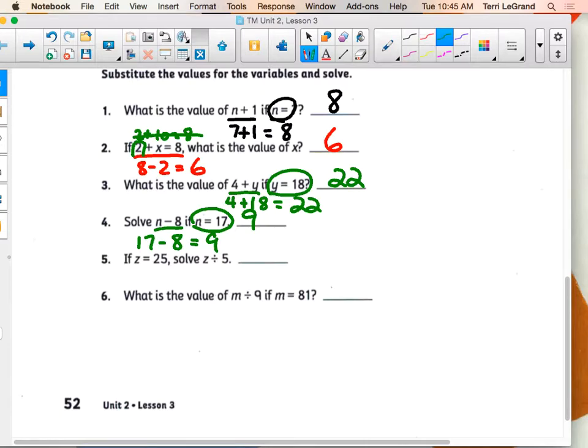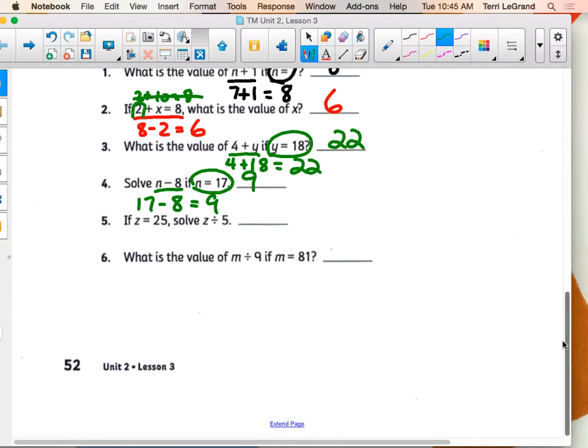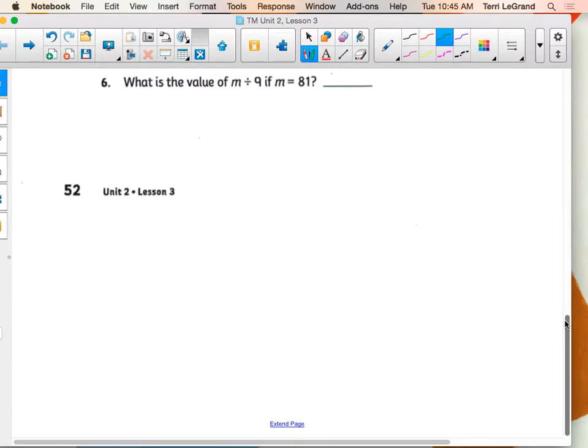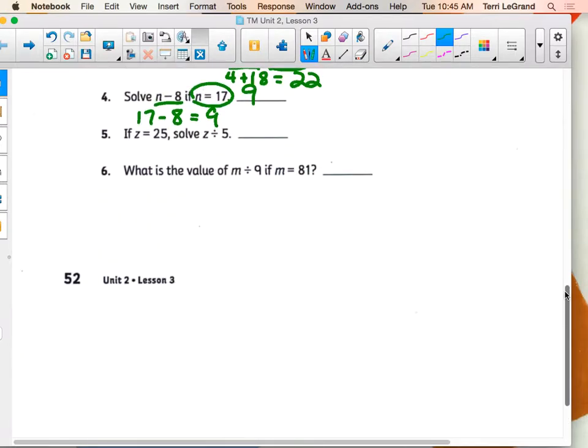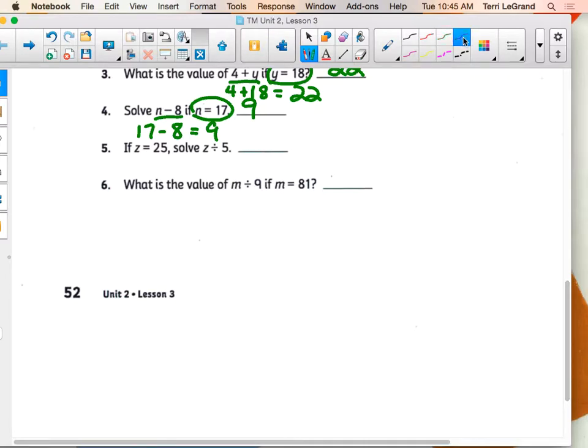Okay, you do the last 2 for me, 5 and 6. Show the substitution step. Don't just come up with an answer without substituting first.